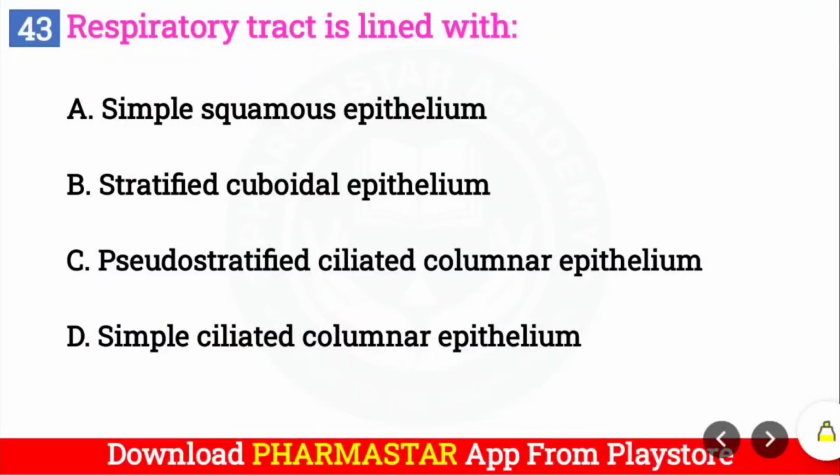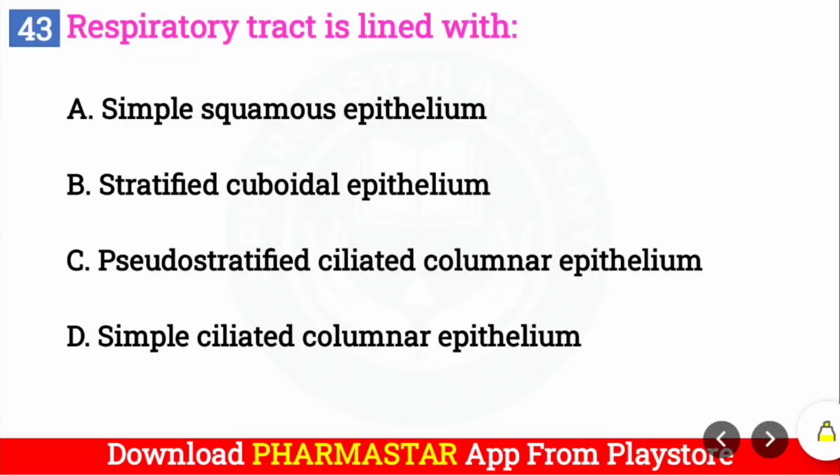Next question. The respiratory tract is lined with: option A. Simple squamous epithelium. B. Stratified cuboidal epithelium. C. Pseudostratified ciliated columnar epithelium. D. Simple ciliated columnar epithelium. Option A, simple squamous epithelium, is found only at the very end of the respiratory tract in the alveoli, the air sacs, to facilitate gas exchange. While it is part of the respiratory system, it does not line the tract in the way the conducting portions do.